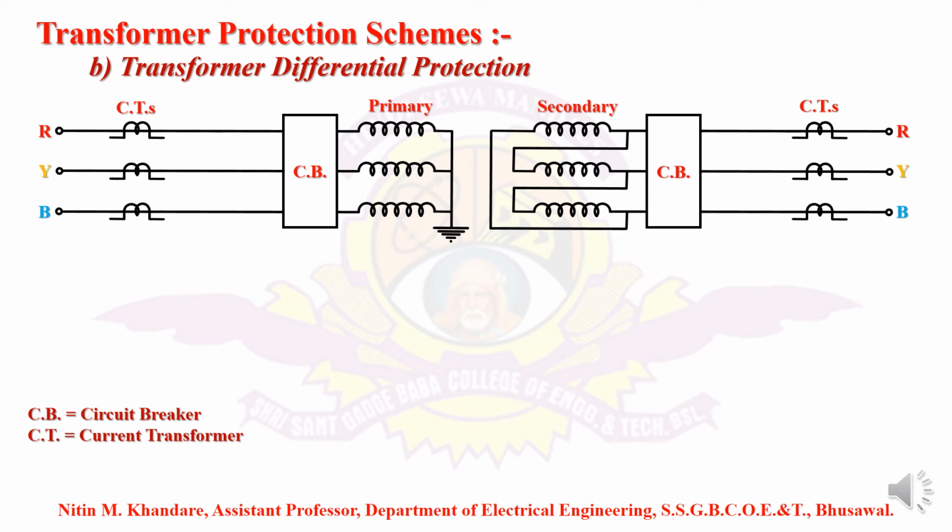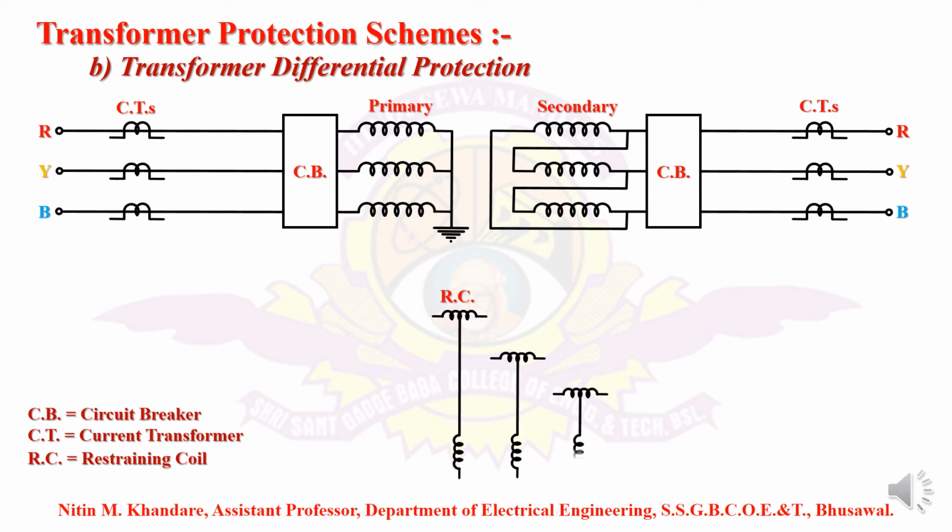Now we are using restraining coils for each phase. These restraining coils are connected in between each pair of the CTs, one on the primary and one on the secondary. These are center-tap type coils, and exactly at the center tapping we are connecting the operating coil of each relay, like this. Then each restraining coil is connected with one pair of the CTs on either side.